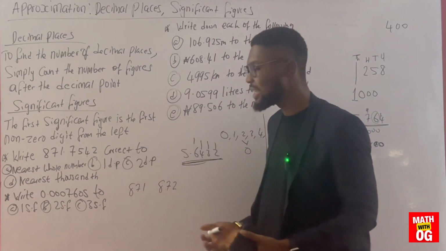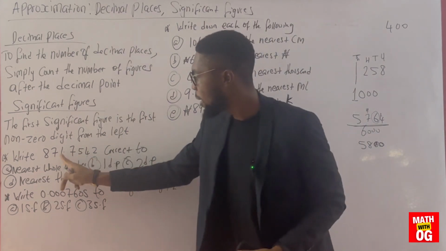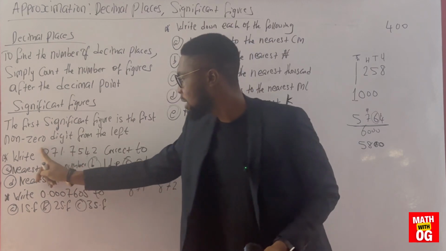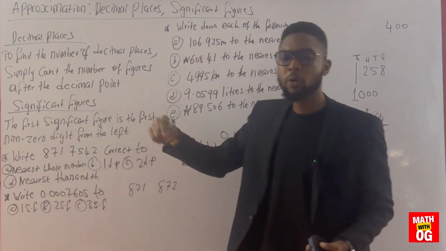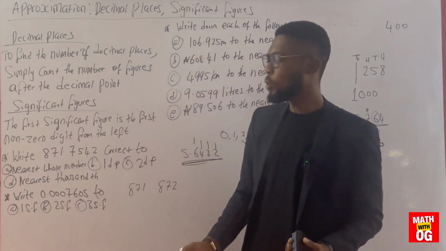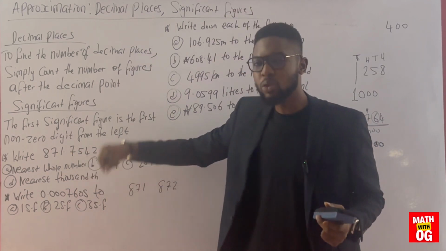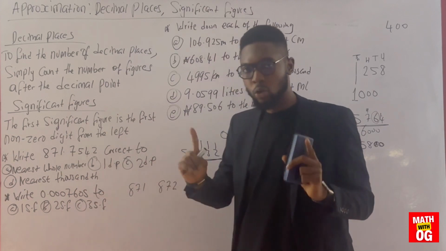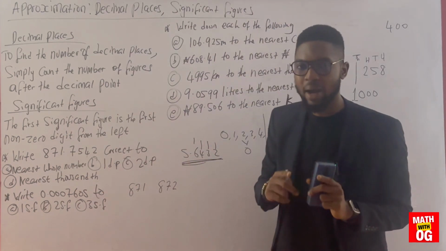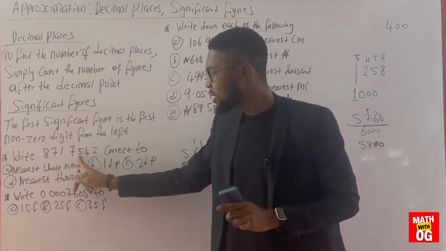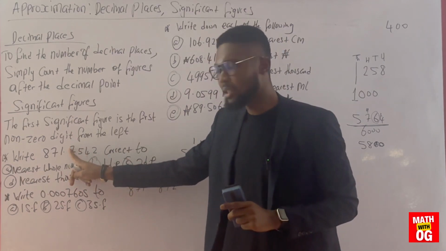Now let's use the ideal way to solve it. 871.7542 nearest whole number. So this is where my whole number stops, 871. So we look for the next number after the whole number, and that number is 7. Note, we have no business with the number after the next number. So we have no business with 5. You cannot say 5 will round up to 1, and this will now be 8.